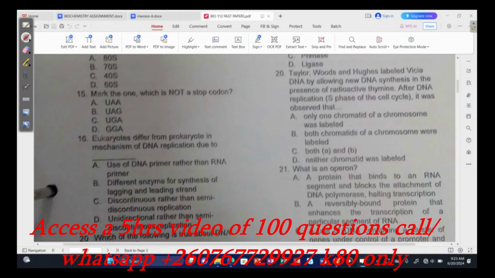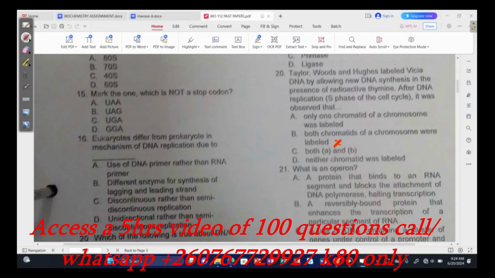This is what I'm explaining. Only half a chromatid of the chromosome was labeled: one chromatid of the chromosome was labeled, the other chromatid was unlabeled. B is saying both chromatids of the chromosome were labeled. No. C is saying both A and B. So for the fact that B is not the correct option, C can be the answer.